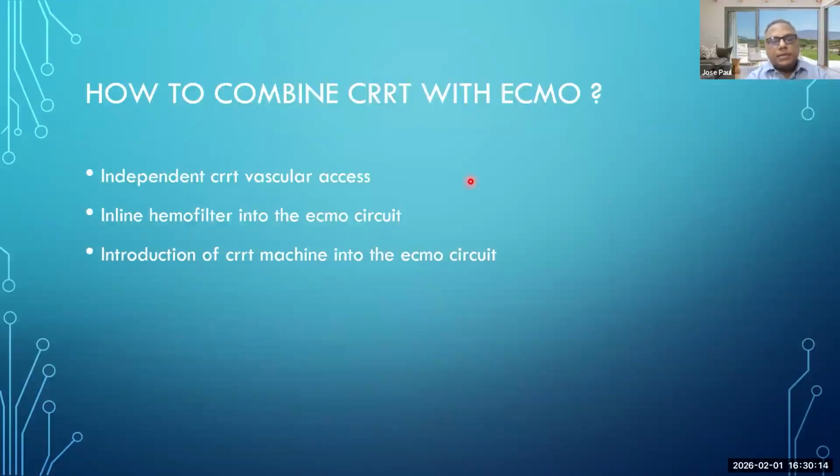Now, the topic of interest for dialysis segregations will be how to combine continuous renal replacement therapy with ECMO, how to integrate the circuit. So there are three modalities by which you can do CRRT in a patient who is already on ECMO. One is an independent CRRT vascular access. Second is an inline hemofilter into the ECMO circuit. Then the third modality is the introduction of the CRRT machine itself into the ECMO circuit. You have to note the difference between these two. Here you are introducing only the hemofilter, whereas here you are introducing the CRRT machine itself.